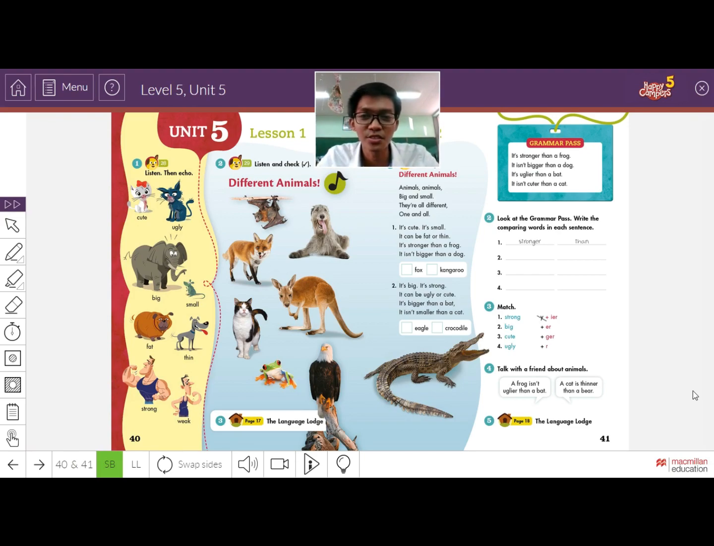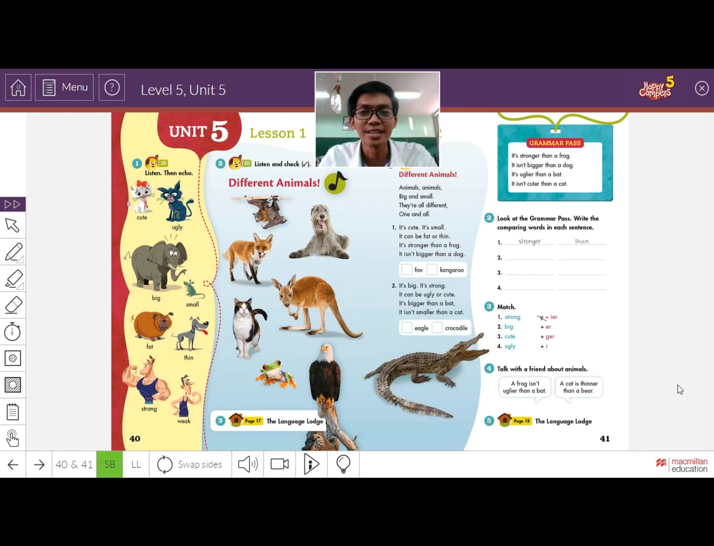There are two kinds of adjectives. The first one is short adjectives, and the second one is long adjectives. For short adjectives, to make them comparative adjectives, you only need to add the suffix ier, er, or r to the end of the word. And for long adjectives, you just need to use more plus adjective plus than.